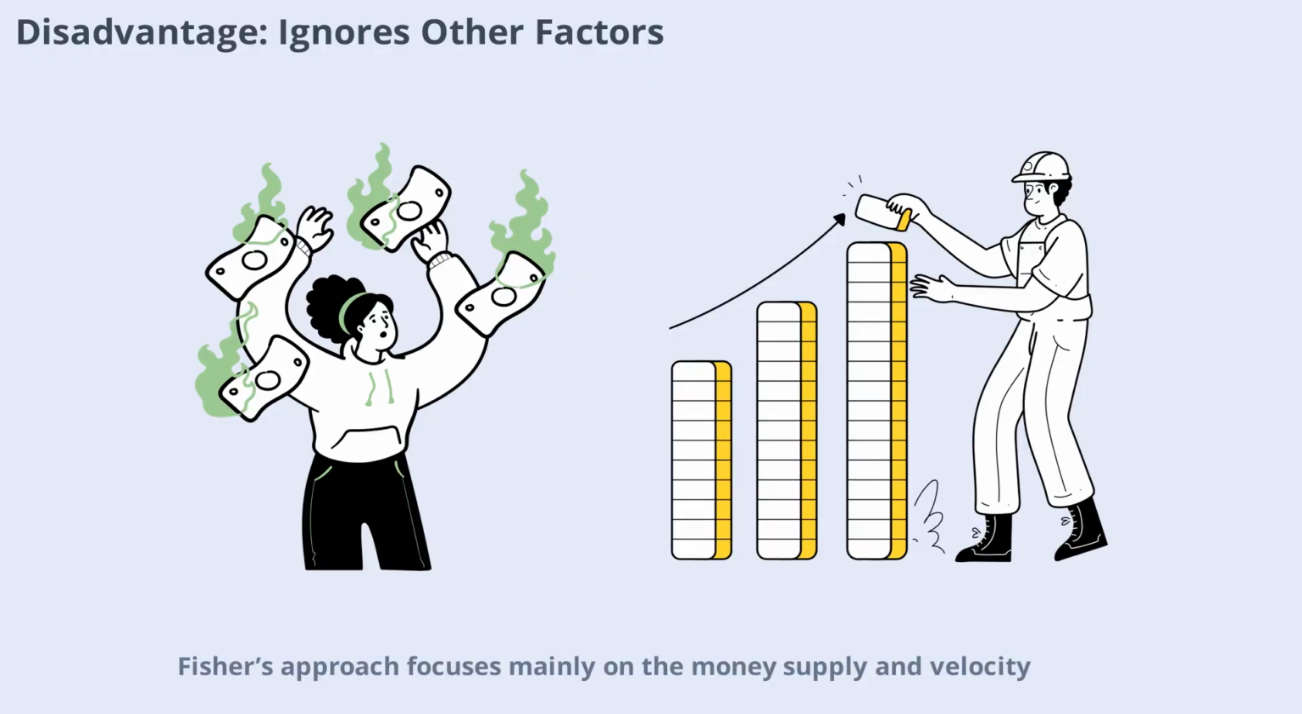Fisher's approach focuses mainly on the money supply and velocity, but it doesn't account for other important factors like changes in technology, consumer confidence, or government policy. These can all influence prices and economic activity, sometimes more than money supply alone.